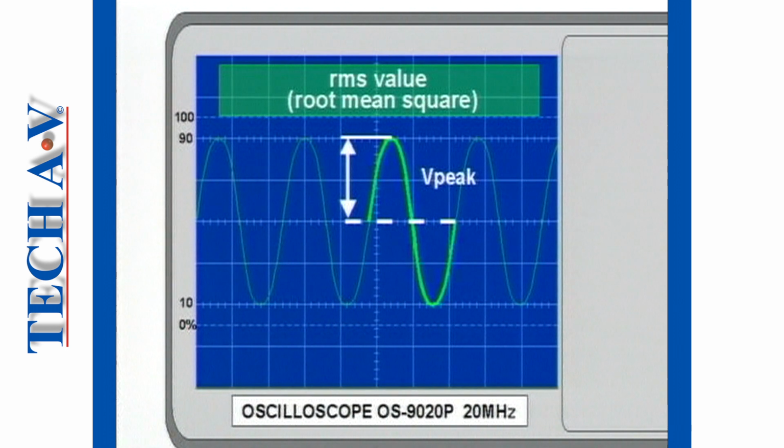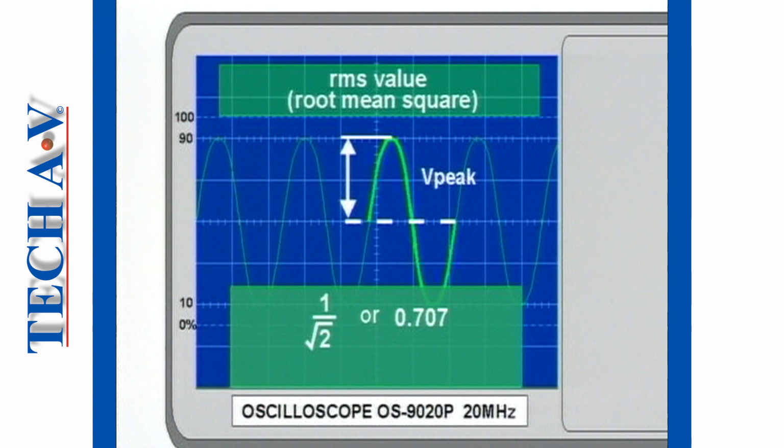An AC voltage is often expressed as an RMS, or root mean square, value. To calculate the RMS value, multiply the peak value of the sine wave by the mathematically derived conversion factor of 1 over the square root of 2, or 0.707. This simply means that the RMS value is 70.7% of the peak value.